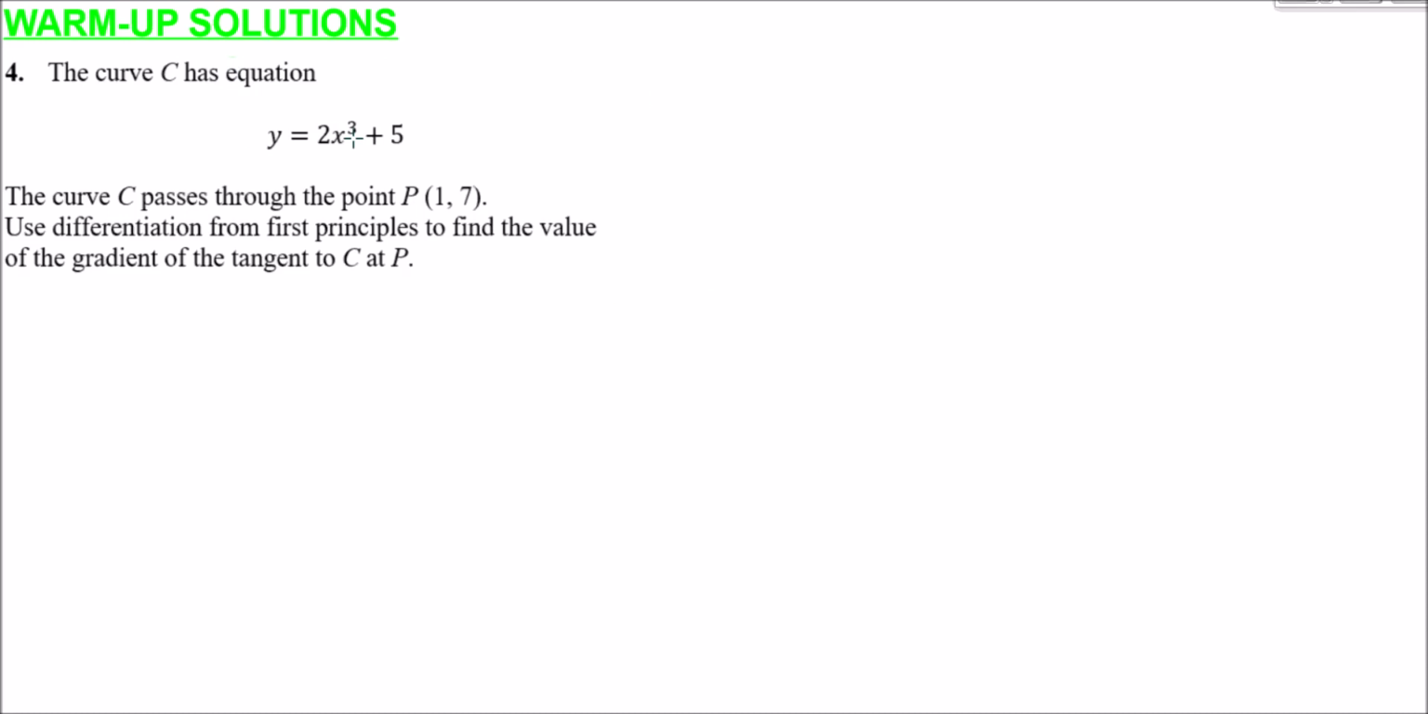Finally, for the warm-ups, warm-up question 4. We have a curve C with equation y equals 2x cubed plus 5. The curve C passes through the point P with coordinates 1, 7. We have to use differentiation from first principles now to find the value of the gradient of a tangent to C at the point P. So differentiation from first principles.